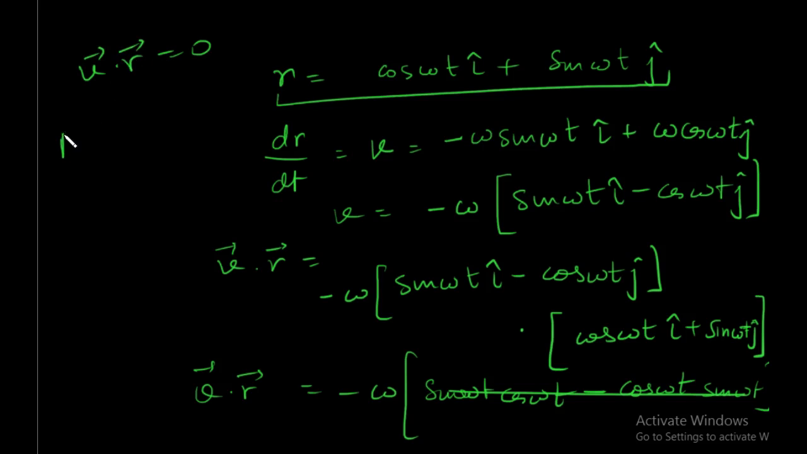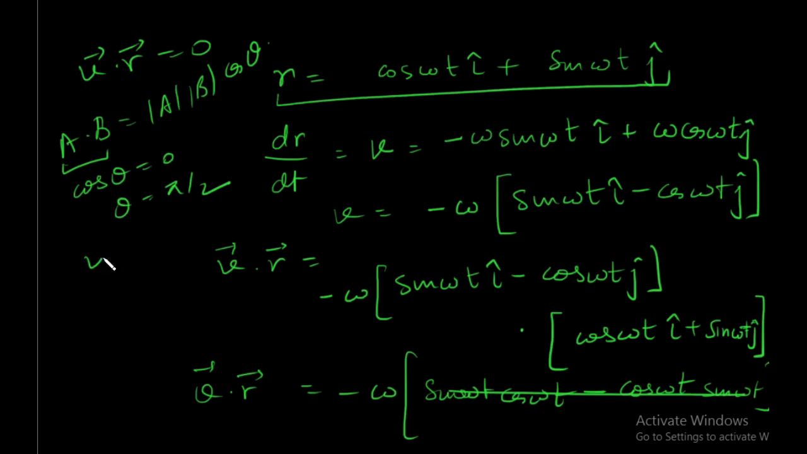By the dot product, as I explained earlier, a dot b equals mod a mod b cos theta. So since v dot r is 0, we have cos theta equal to 0 and theta is pi by 2. Hence, v is perpendicular to r. Now, r was cos omega t I plus sine omega t j.